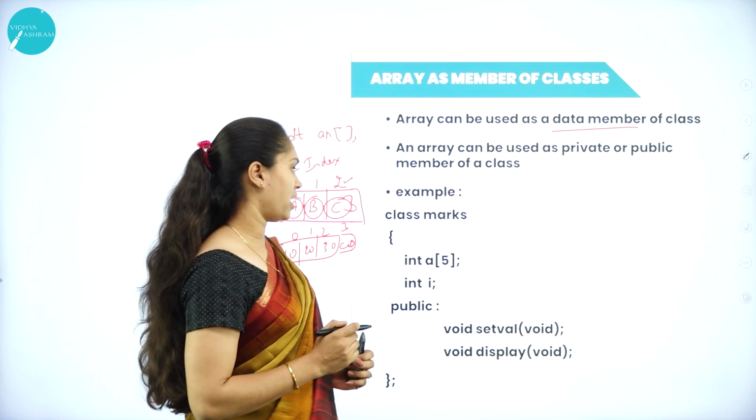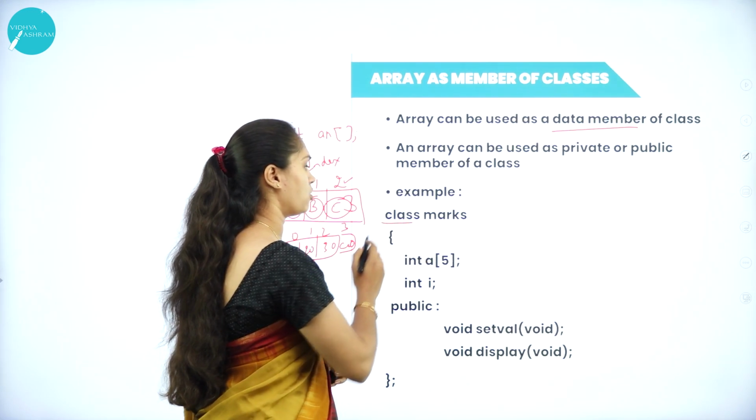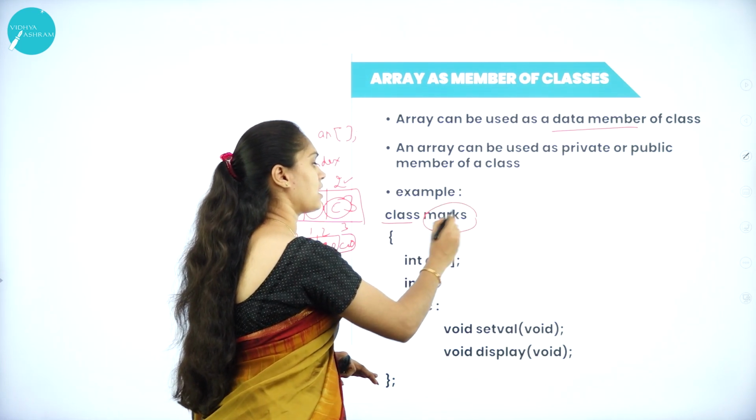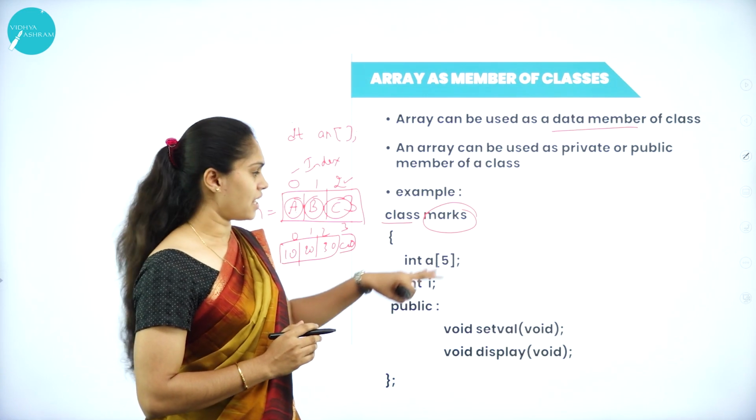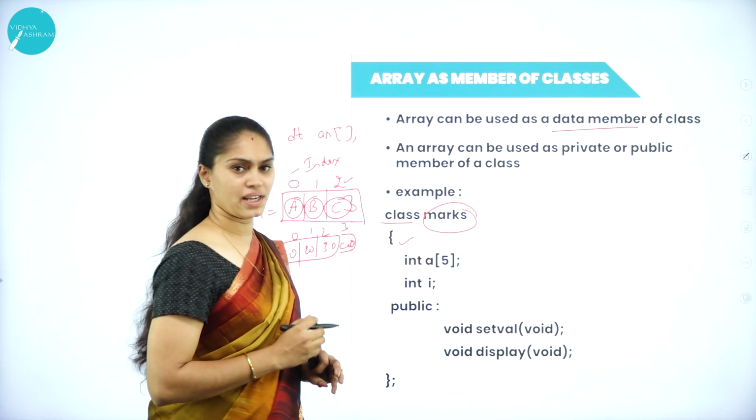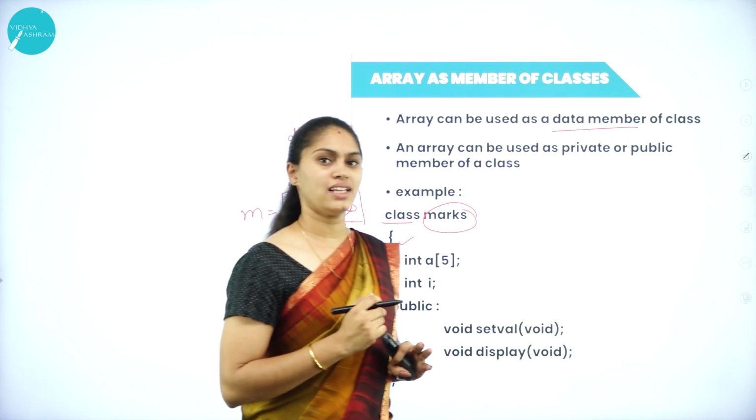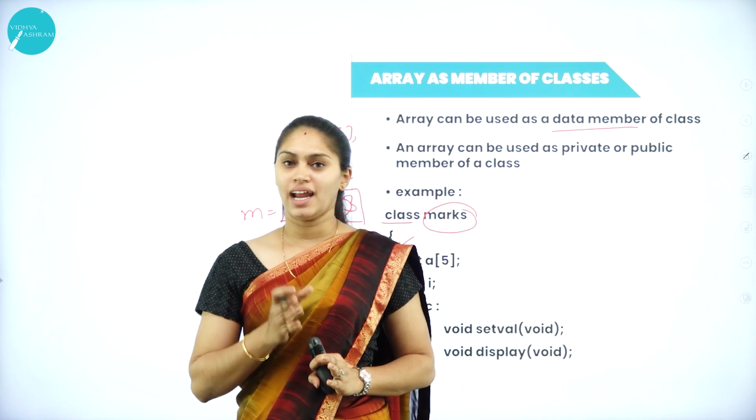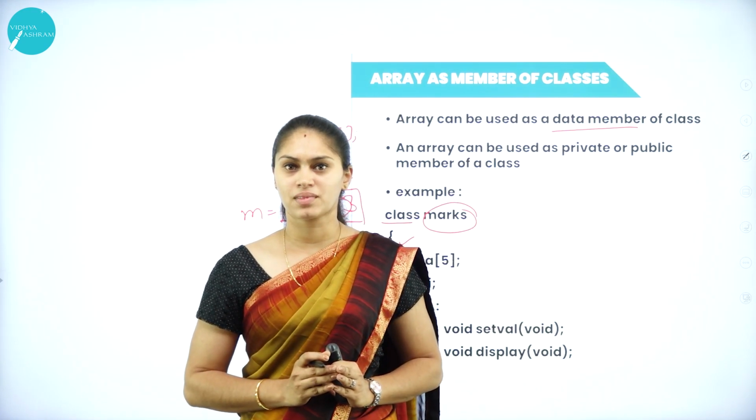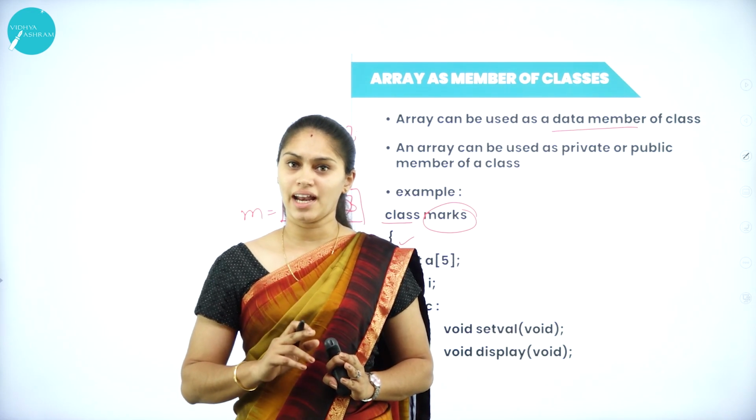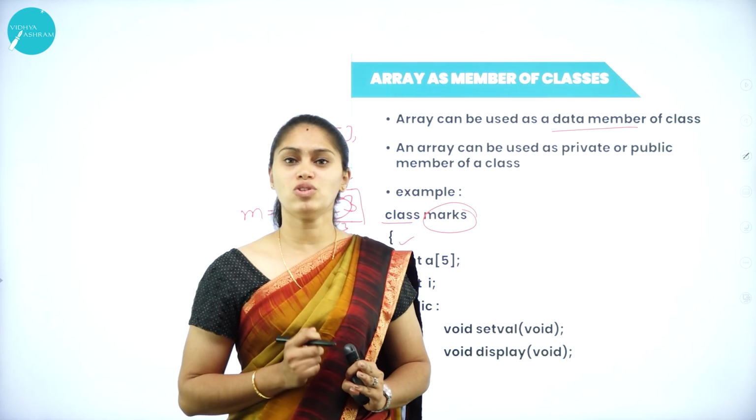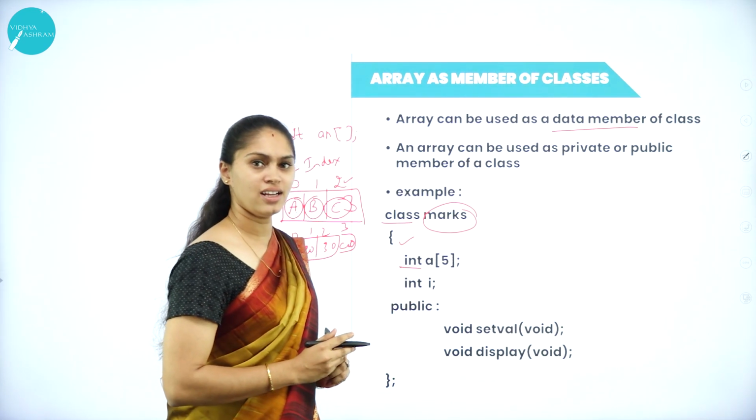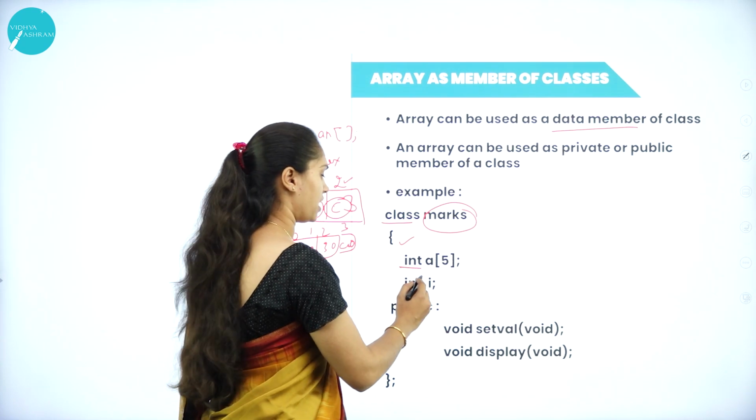Okay, so let me take one example. Here you must know what this is. I am creating a class. What is the class name here? Marks is the class name. What is the name of the class? That is marks, and this indicates the opening of the class. Then how to declare the data members of a class? I need to specify what? Data type along with a variable name. But here I am taking an array as a variable. Then how to declare that kind of array as a member of a class? Here I am specifying the data type.